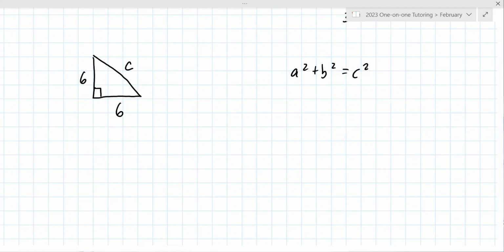So here's another triangle. Let's say this is 6 and 6. I want you to find a C, please. A squared plus B squared equals C squared. Now right there, 6 squared plus 6 squared equals C squared. Go ahead and work that out.